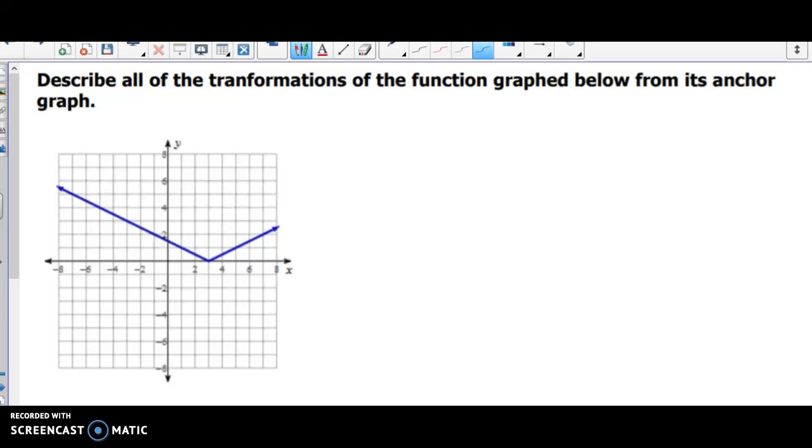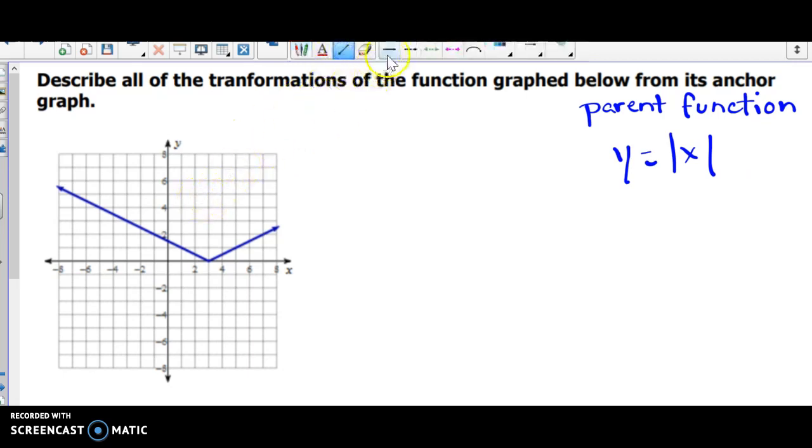This is review for your absolute value functions and equations test. One of the first questions is to describe all the transformations of the graph below from its anchor graph. Remember, we talked about anchor graph is the same thing as the parent function. And the parent function of an absolute value equation is this. So how is this graph shifted from that? If we look at it, parent function graph would look like this.